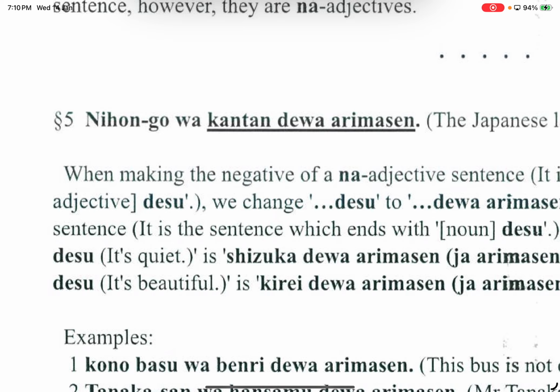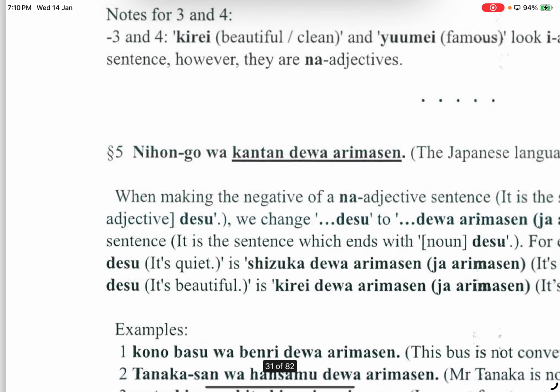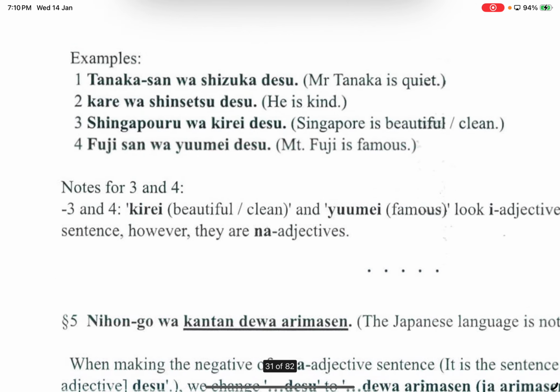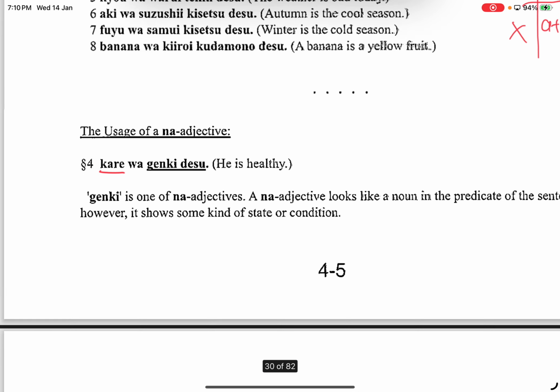For this na adjective, it is very similar to a noun. The positive way to say is 簡単です. The negative way will be 簡単ではありません. So very similar to a noun, and very different from the i adjective.